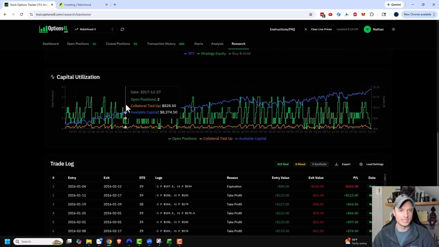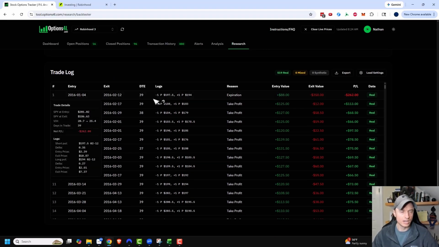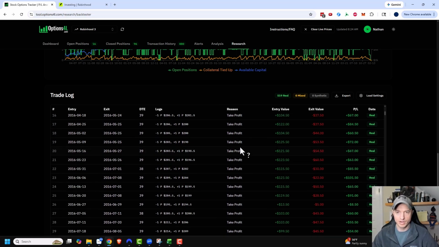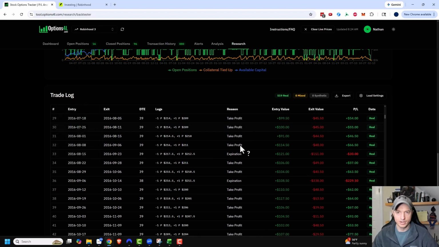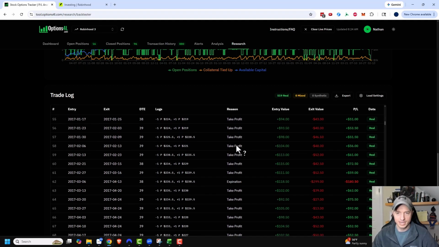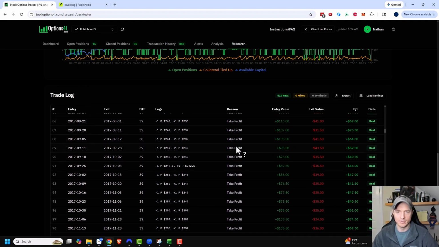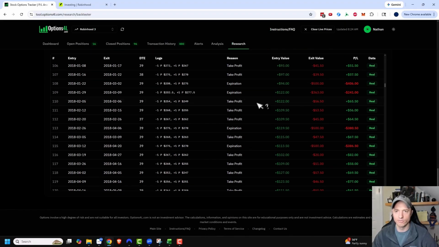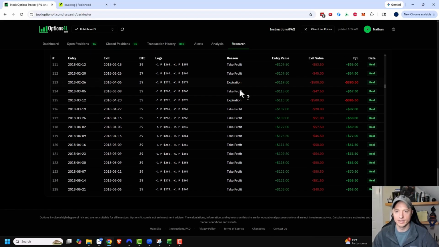So we can see our open positions, collateral tied up, available capital, and so on. So there's that chart. And then we can see all of our trades. So we see this first one expired. And the first time we did this, we lost the maximum amount. But then we started being able to close out and take a profit. We had a bunch of wins in a row. You know, a few losses sprinkled in here and there, but there's been significantly more wins. And of course, that's because the market usually goes up and to the right over a long period of time.